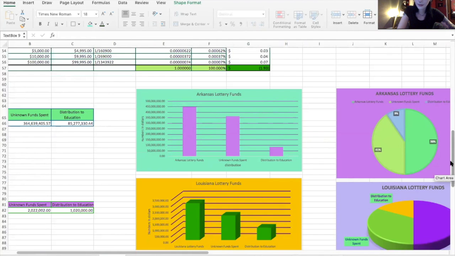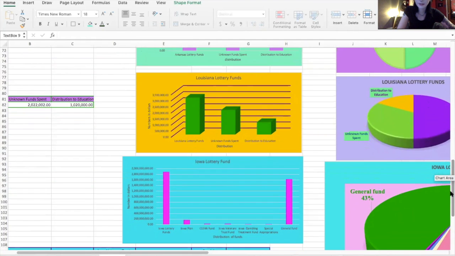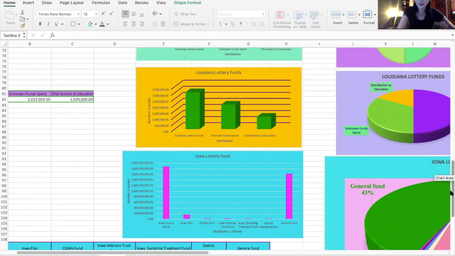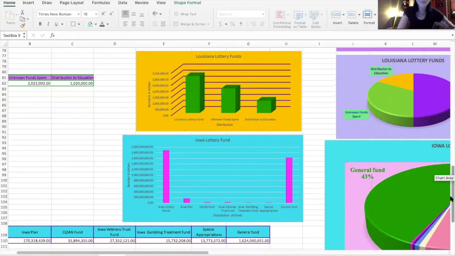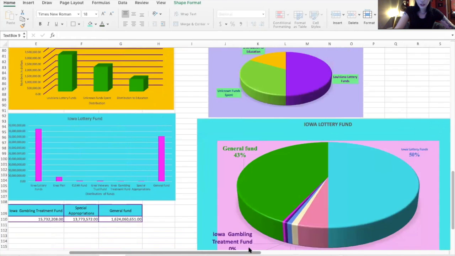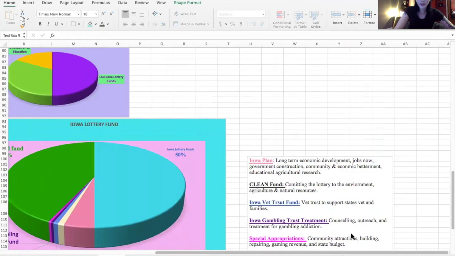I don't know why I picked Louisiana and Iowa for the other 2 states. However, I'm really glad that I did, because Iowa was the one that had the most information as far as where they're distributing their funds. So we have the Iowa Plan, the Clean Fund, the Iowa Veterans Trust Fund, the Iowa Gambling Treatment Fund, Special Appropriations, and the General Fund, which I have over here, definitions of each plan.